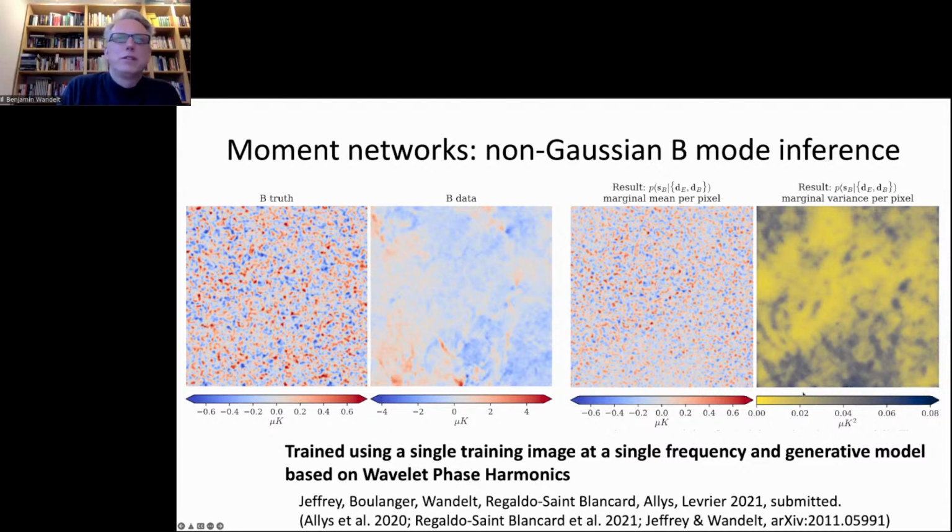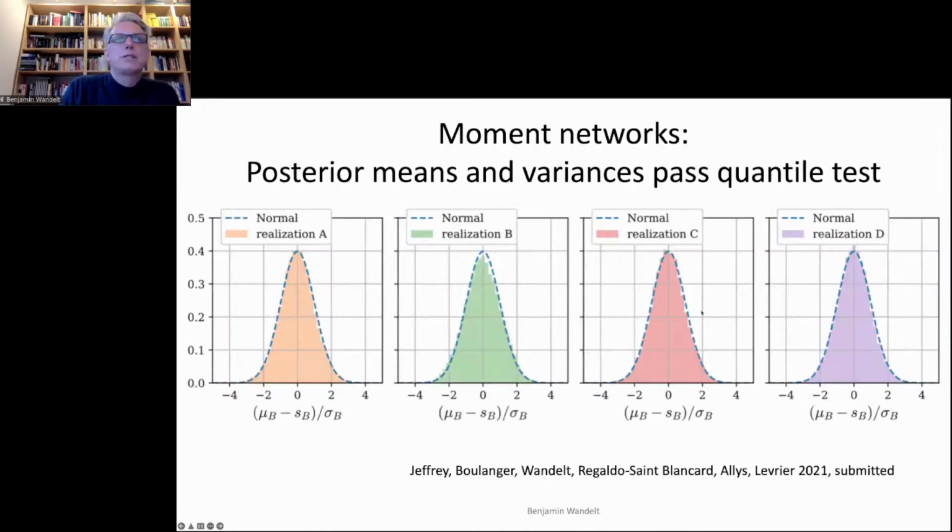So there's a lot of amortization happening in the training. We can check that the posterior statistics are good, and they are. So the returned means and variances of all the pixels are very accurate. So that's in the paper. Oh, it's actually now published. I should have updated that.